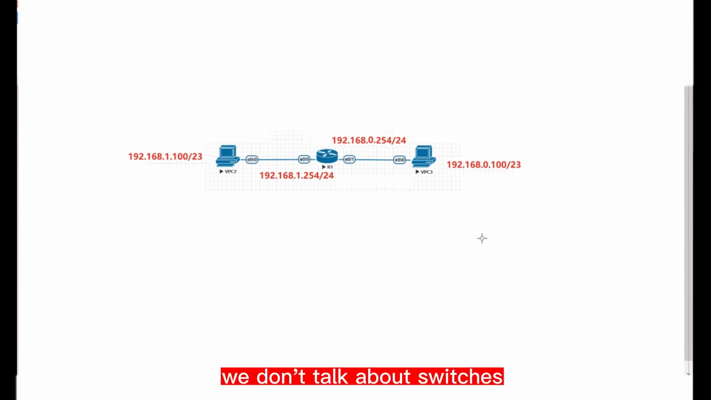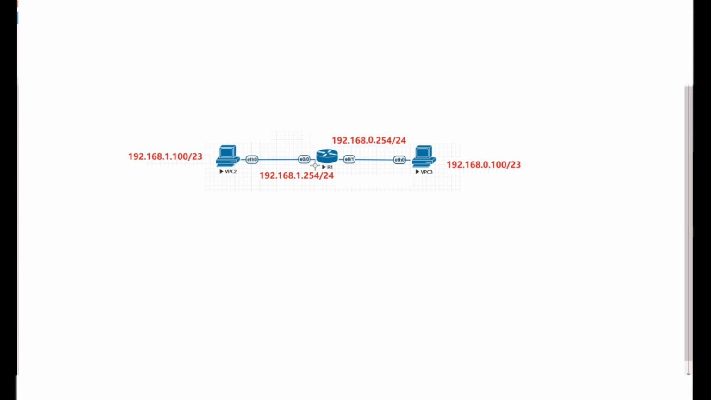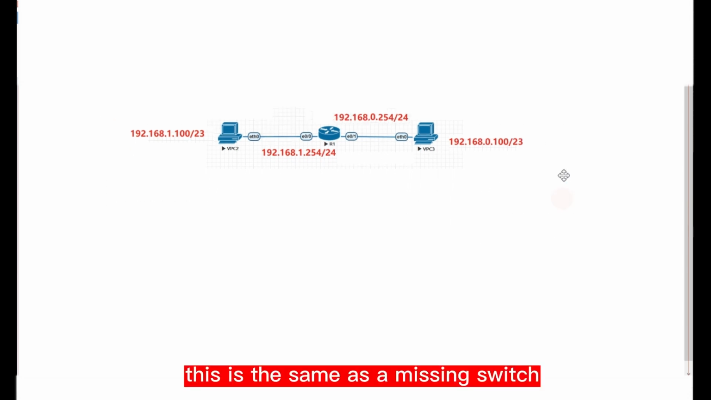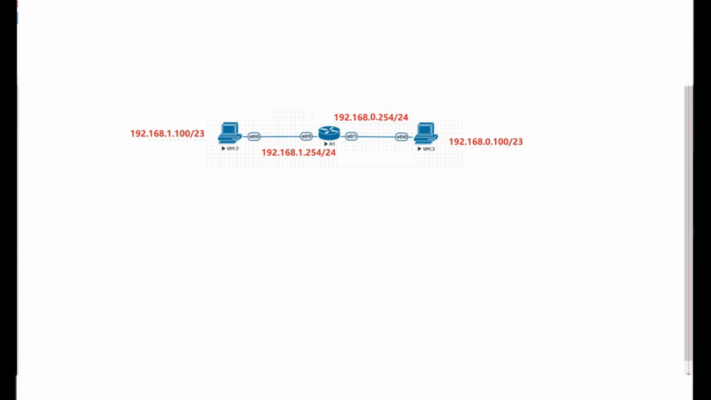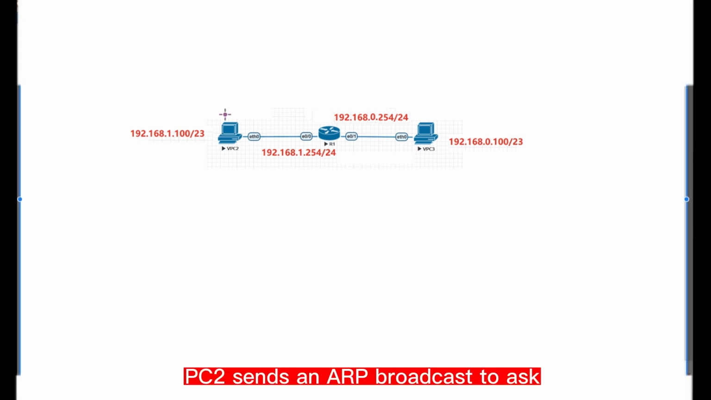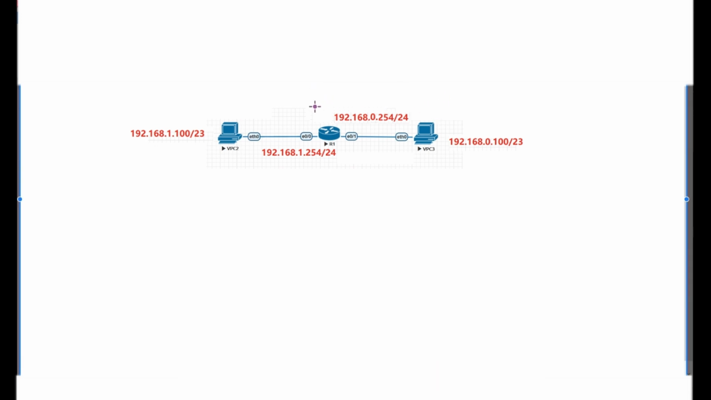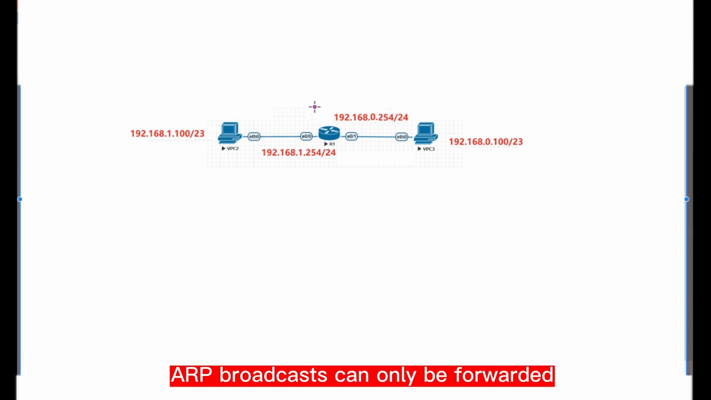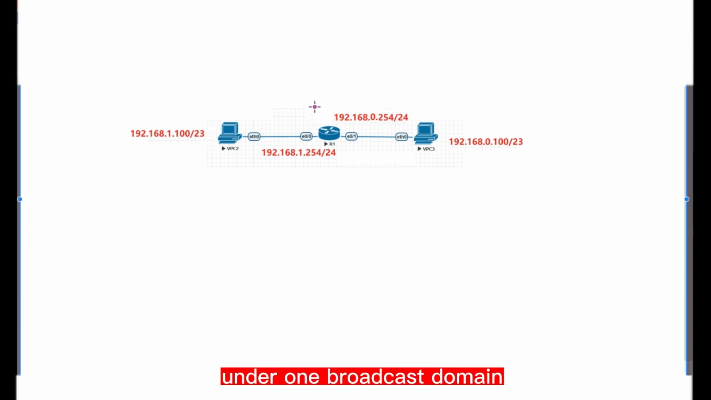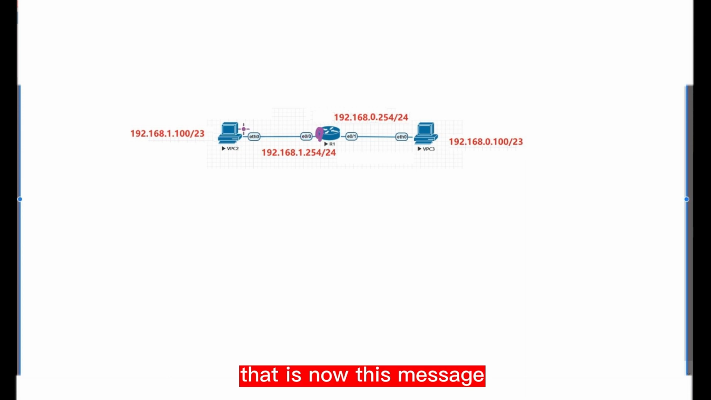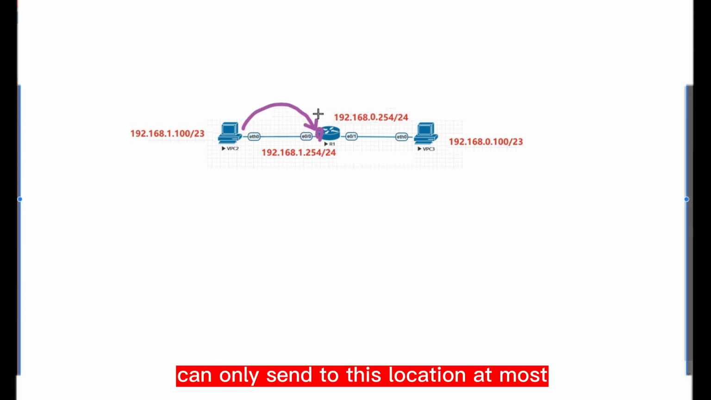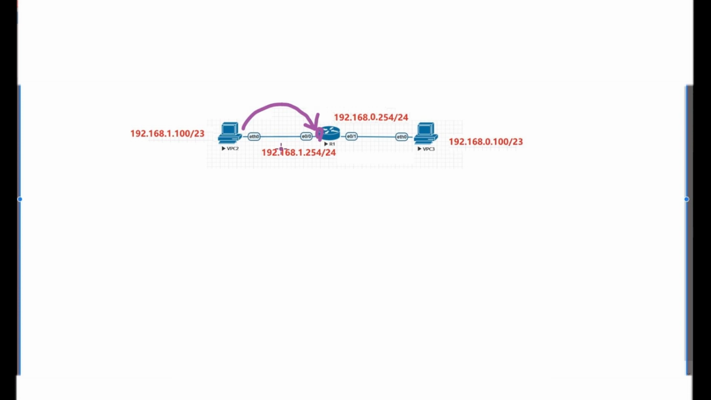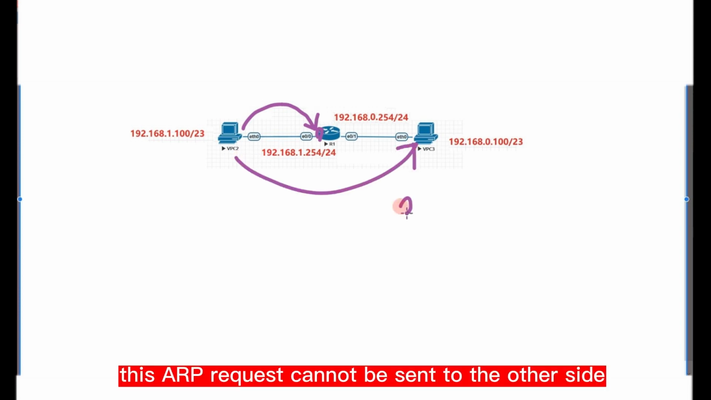We don't talk about switches. A switch in the middle is the same as a missing switch. Both of them cannot be pinged. We just said PC2 sends an ARP broadcast to ask. But unfortunately, ARP broadcasts can only be forwarded within one broadcast domain. For the router, each interface is a broadcast domain. That is, this message can only be sent to this location at most. This ARP request cannot be sent to the other side.